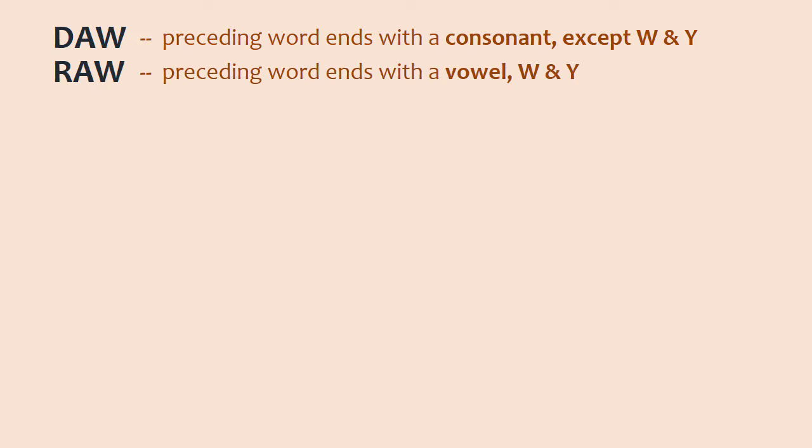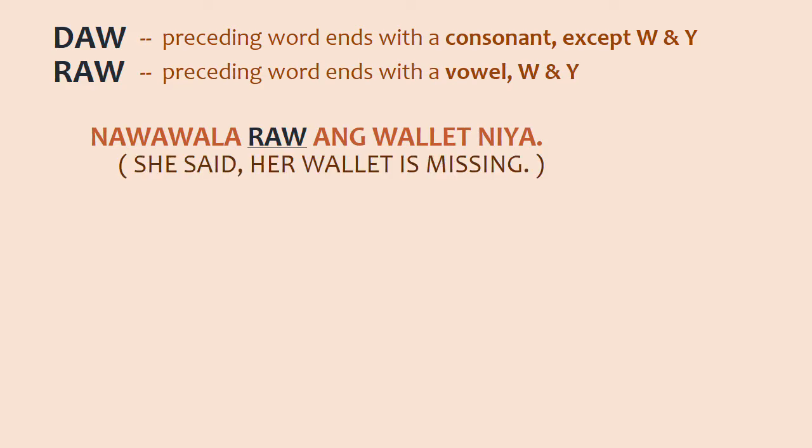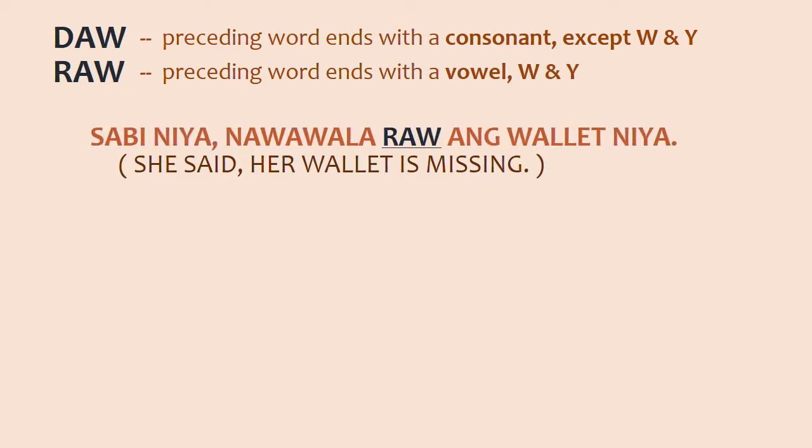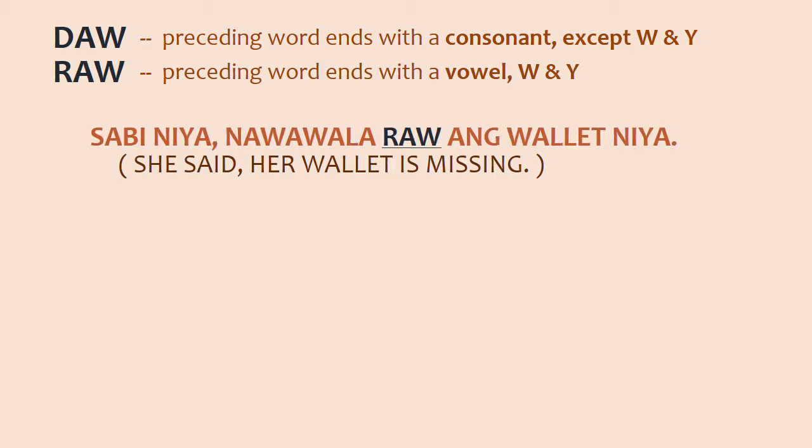Now, let me give you some examples. So, if you say nawawala ang wallet niya, that simply means her wallet is missing. But if you say nawawala raw ang wallet niya, this one means she said her wallet is missing. Or you can add sabi niya, which in English means she said. Sabi niya, nawawala raw ang wallet niya. But the first one is just fine because there it is already implied that she was the one who said it originally because raw was already added. And if you look at our example, we used raw instead of daw because the preceding word nawawala ends with a vowel.